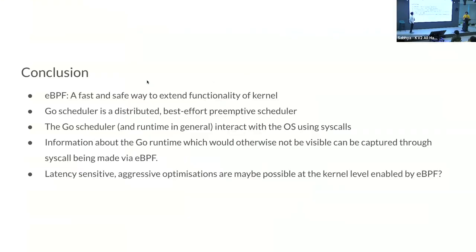So, conclusion. eBPF is a fast and safe way to extend the functionality of a kernel. Go Scheduler is a distributed and best-effort preemptive scheduler. Go Scheduler and the runtime in general interact with the OS using syscalls, one of which we captured and got information out of. Information about the Go runtime, which would not otherwise be visible, is captured using eBPF. Latency-sensitive, aggressive optimizations are maybe possible at the kernel level, enabled by eBPF.